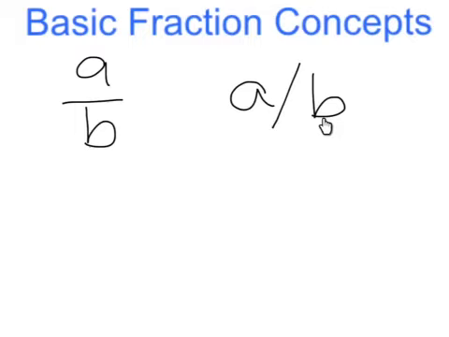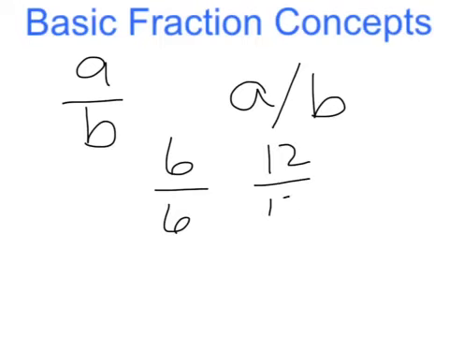The number above, or to the left of the fraction bar, is called the numerator. The numerator names the number of parts under consideration. Fractions in which the denominator and numerator are the same number are equivalent to 1. So for example, 6/6, 12/12, 36/36, all of those are equal to 1 whole.